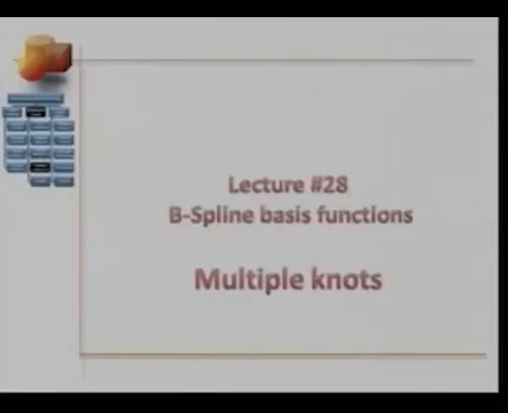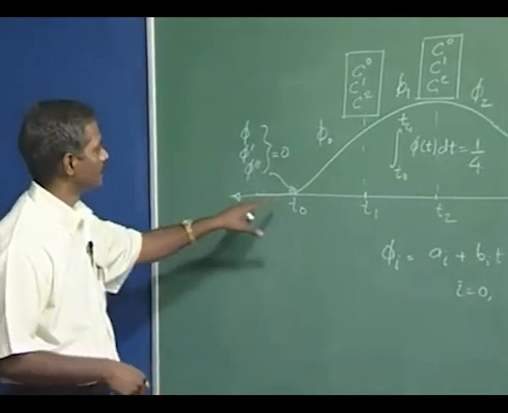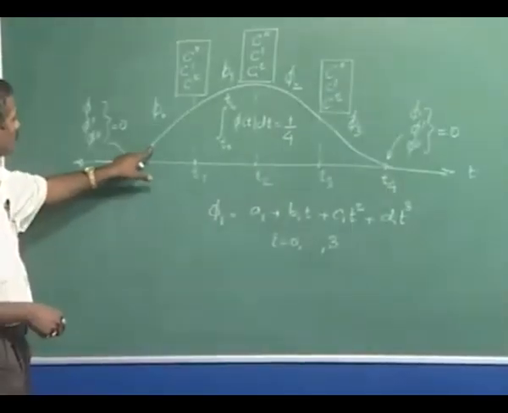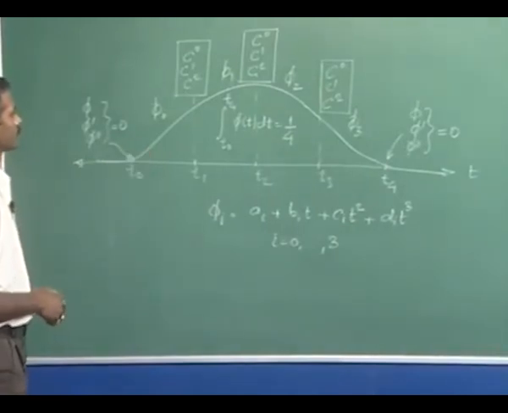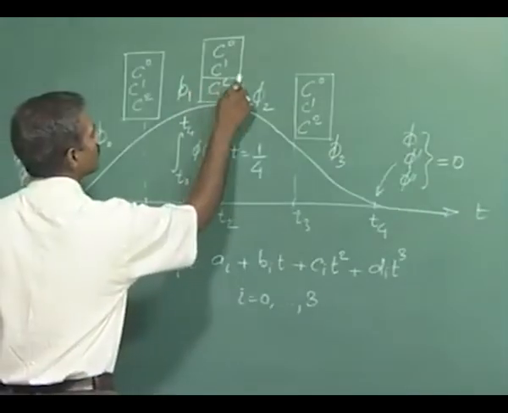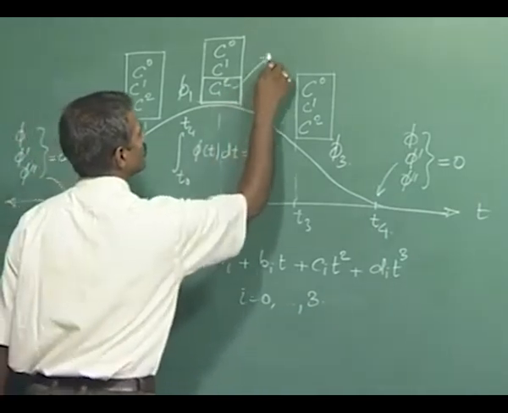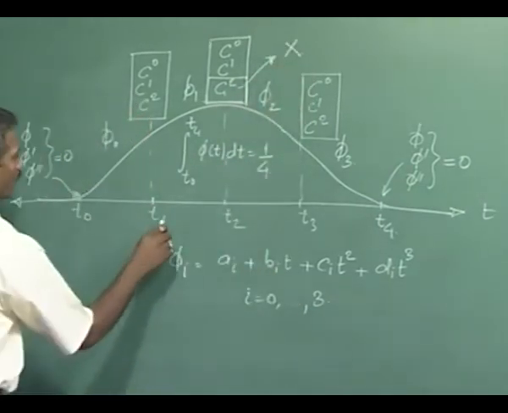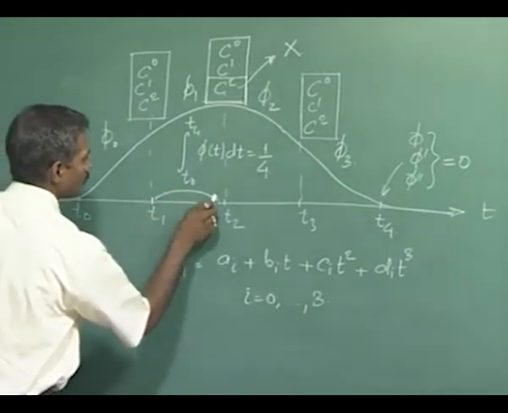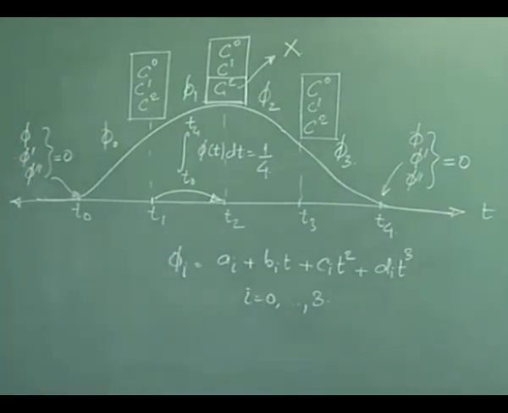Good morning and welcome again. This is lecture 28 and we'll primarily be discussing multiple knots. Last time I had posed two questions. The first one was pertaining to the order 4 normalized basis function. In particular, I asked you, why is it that we'll have to let go of the C2 continuity condition if I move T1 to T2, making T2 a multiple knot of multiplicity 2.